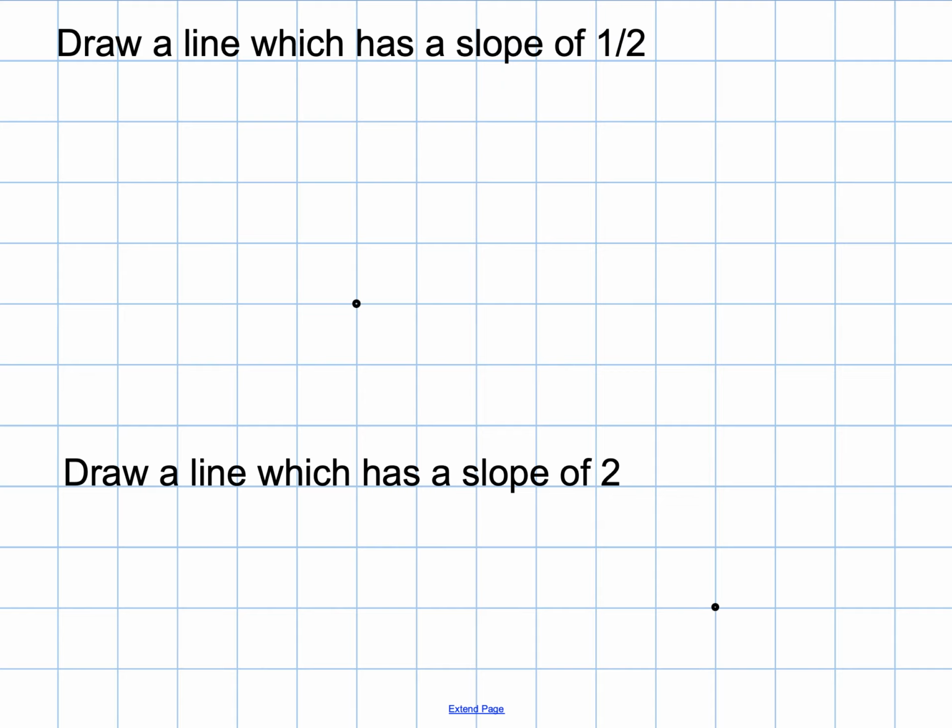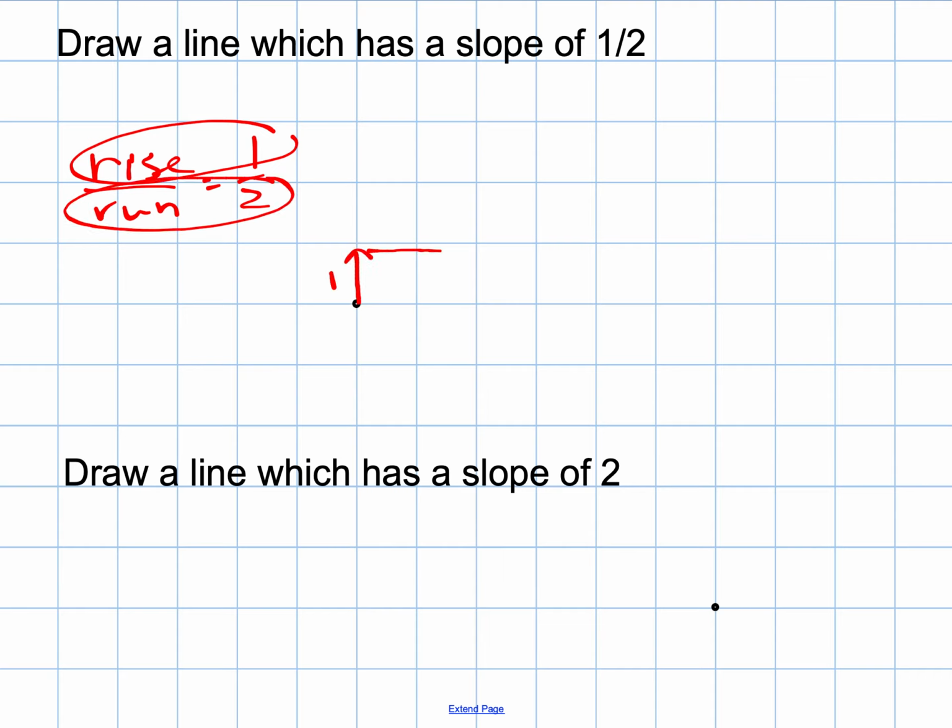Okay, we're going to draw a line with a slope of 1/2. Now that means that it's got a rise over run of 1/2. So the rise is 1, the run is 2. So from here I'm going to rise 1 and run 2. And then I'm going to repeat that, rise 1, run 2. And I can repeat it as much as I need to. And this gives me a line with a slope of 1/2.